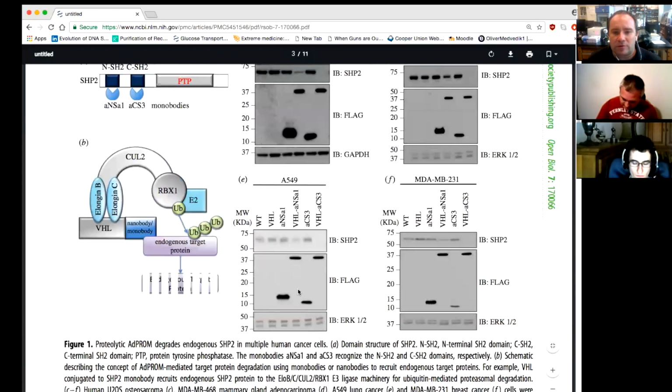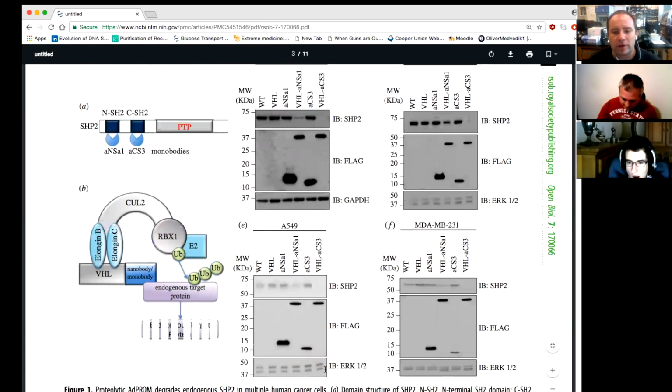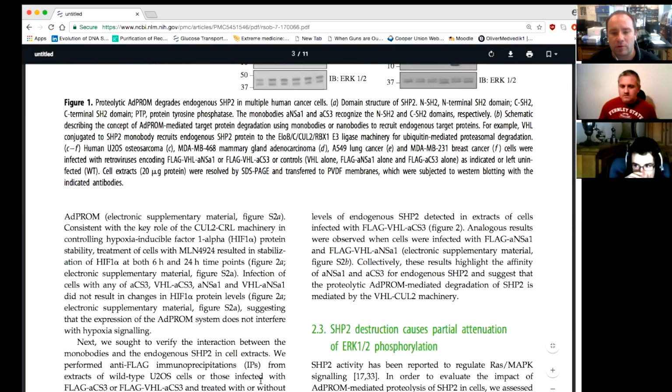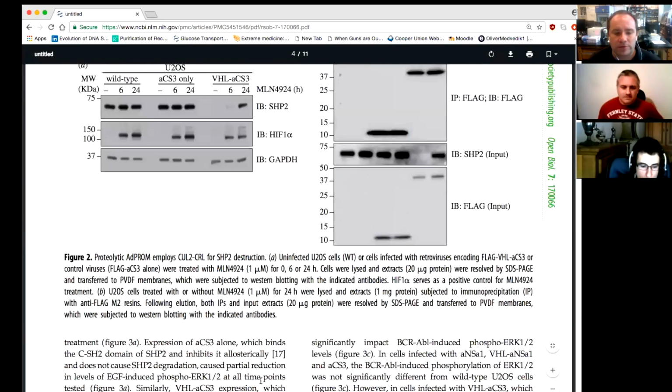So yeah, and then notice that some of these gels have ERK1/2. That's just another loading control. Later, we're going to look at ERK2. It's actually downstream, and it gets affected by SHP2, but it's the phosphorylation status. So let's go down. Let's take a look at figure 2.